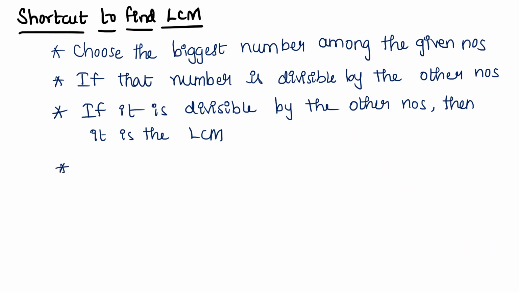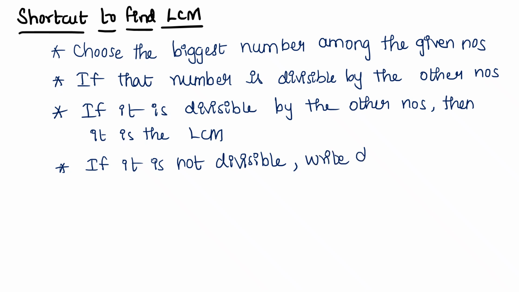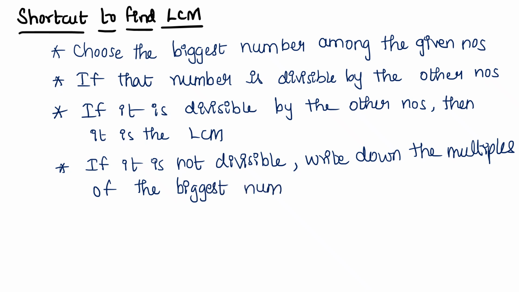Suppose it is not divisible, so there is the other condition also, right? If it is not divisible, you have to write down the multiples of the biggest number. When you write the multiples of the biggest number, you will be able to find one multiple which will be divisible by the other numbers. That will be the LCM of the given numbers.